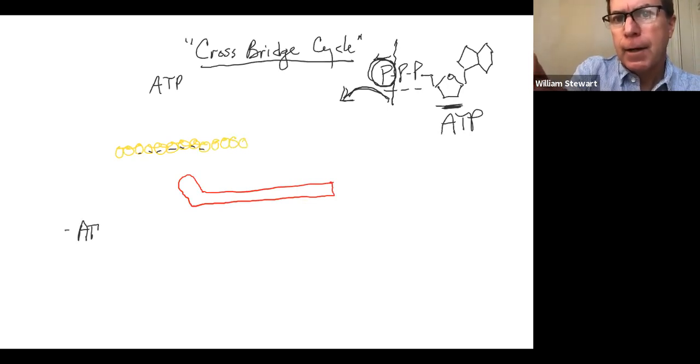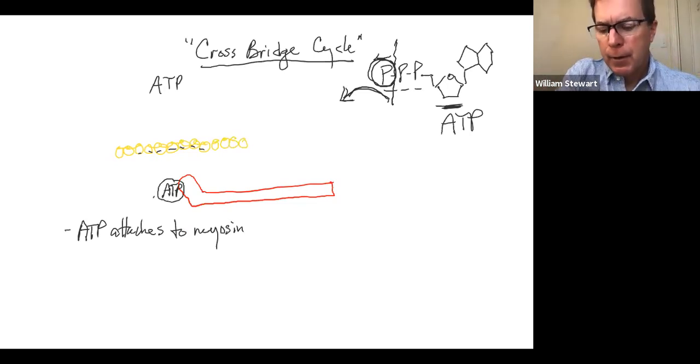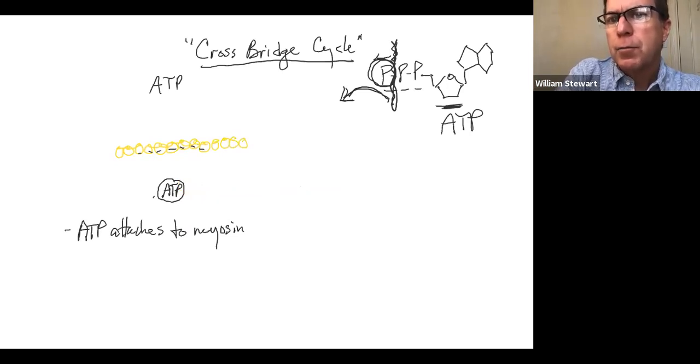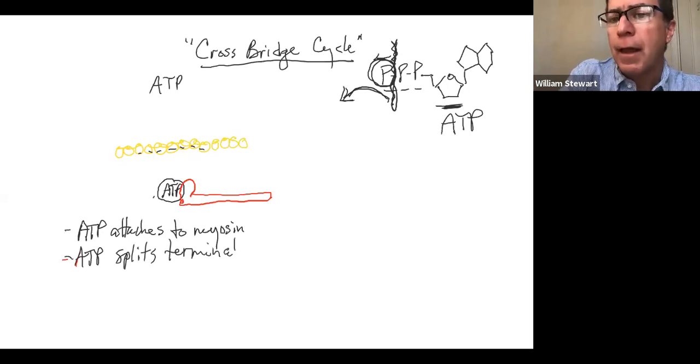First, an ATP molecule attaches to the myosin head. That's step one. So I'm going to draw an ATP molecule. It's attached right here. Then the ATP molecule splits its terminal phosphate right here, breaks it off, and I should have drawn my myosin molecule a little bit differently, so let me do that quickly. When ATP first attaches, the myosin head looks like this. It's more bent backwards. When that ATP molecule splits, ATP splits the terminal phosphate, that just means the last one in that line.